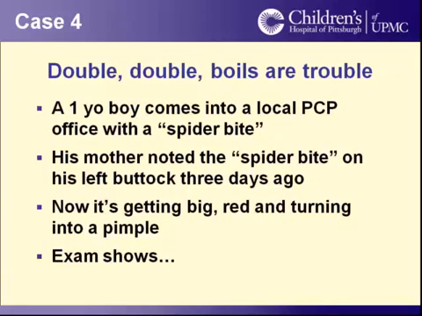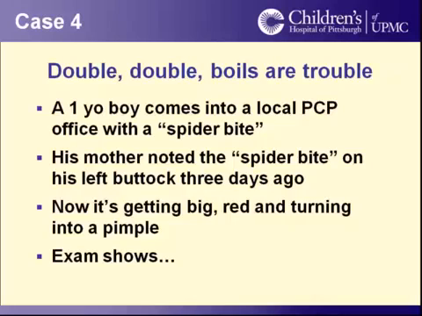That's a quick detour into pharyngitis and pharyngeal disease. I want to move over into a much more common problem in the last 10 to 15 years that I'll title "Double boils are trouble." And this is a common experience in pediatric and family medicine offices.